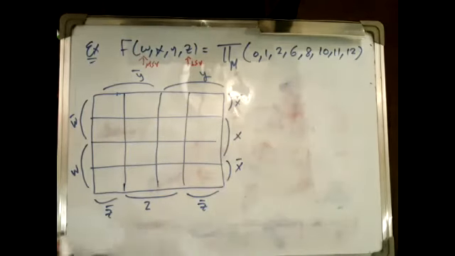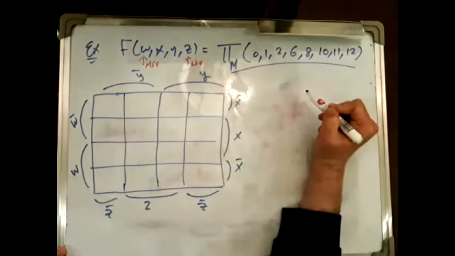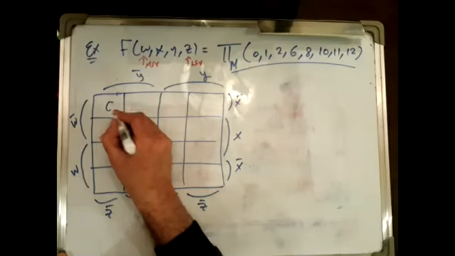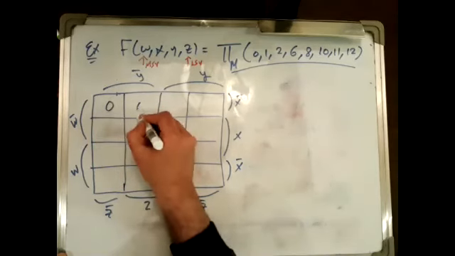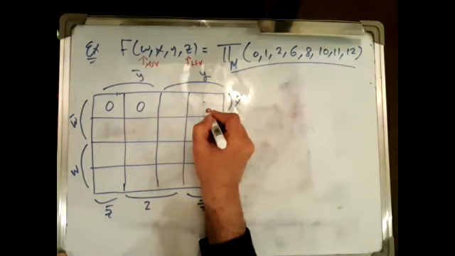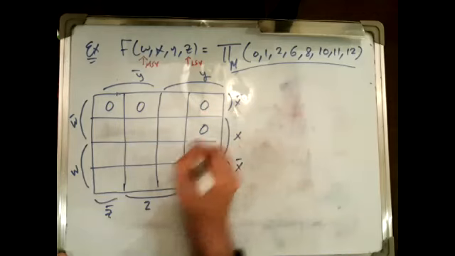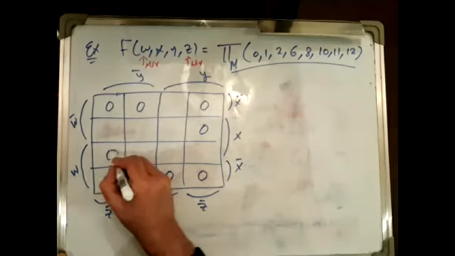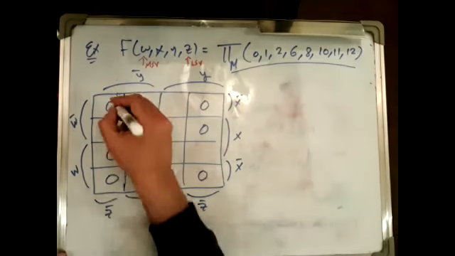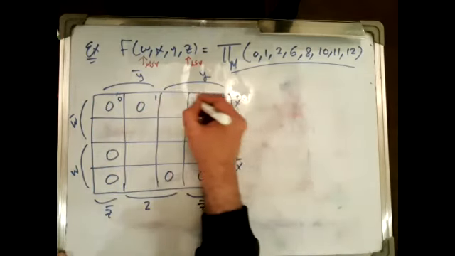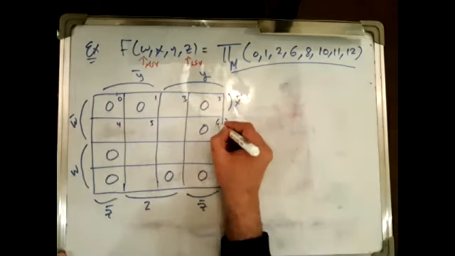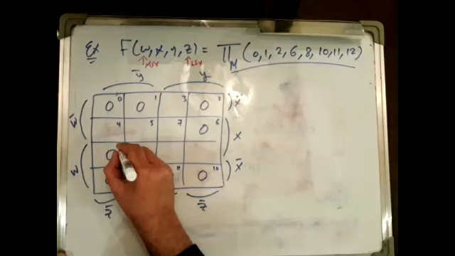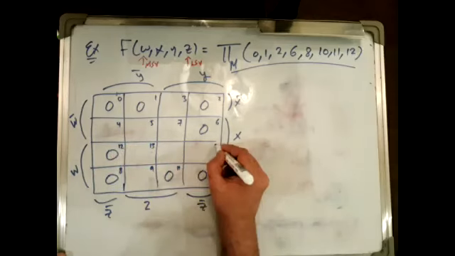So now we are given the product of max terms, which are the zeros of the function. So simply we say we have 0 at 0, we have 0 at 1, we have 0 at 2, we have 0 at 6, this is 6, 8, 9, 10, 11, and 12. So these are the zeros. You need to remember that this is 0, 1, 2, 3, 4, 5, 6, 7. Then we jump. It is 8, 9, 10. We jump. 11, 12, 13, 14, and 15.